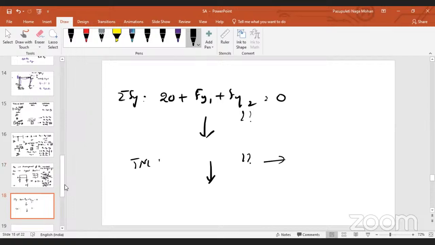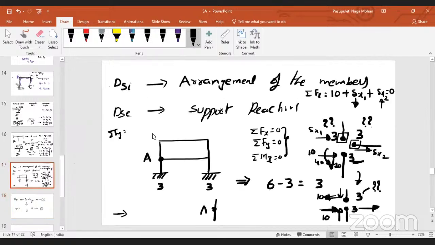That means from this equation, I need one unknown. From this equation, I need one unknown. And from this, I need one unknown. That means out of this, either these three or these three, if I know any one of these three, then I can find out the other three by using summations.